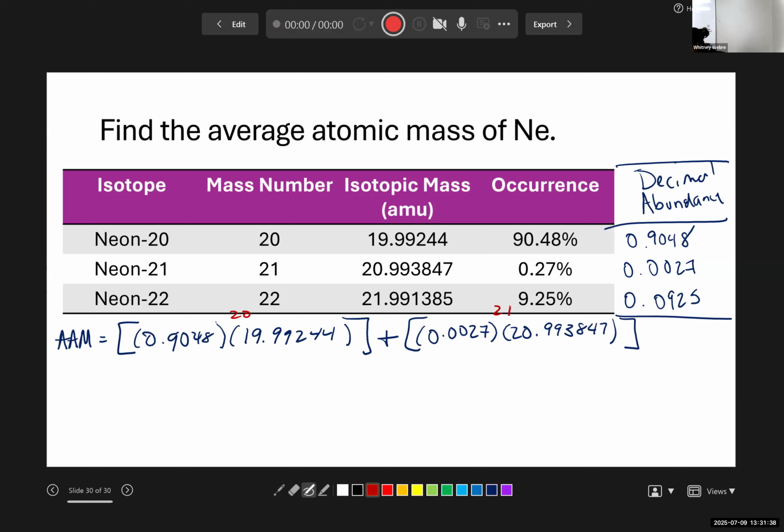That's neon 21. And then I'm going to add it here. 21.9. And then add them all. Calculate this for me to get the average. It should be very similar to the neon up there. That's how you can check your answer.